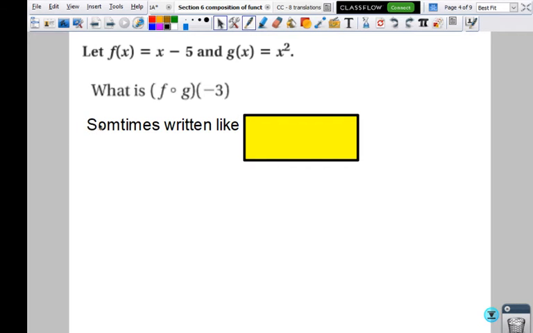So, sometimes it is written like, oh, I spelled sometimes. Let me look. Some. God dang it. Yeah, I teach math, not English.